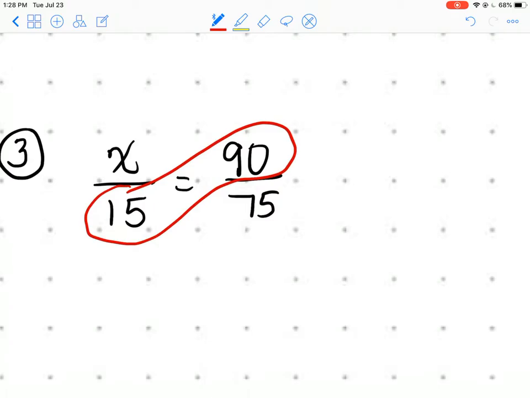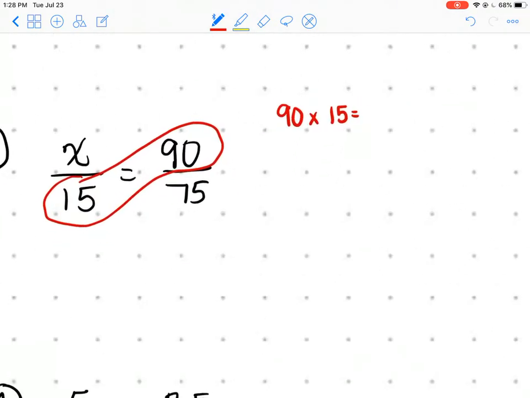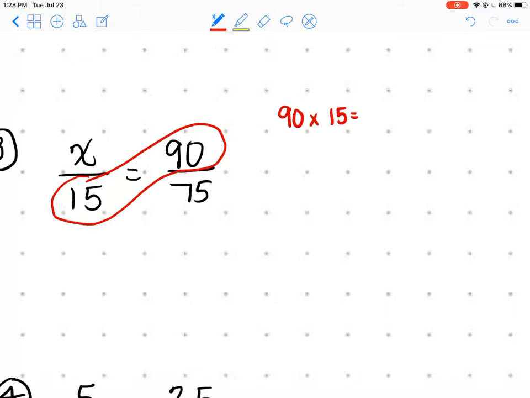So we're going to solve first with cross product. So 90 times 15. And I encourage you to use your calculator as often as you need to. Don't miss this because you mismultiply, which is what I do all the time. So that cross product is 1,350.